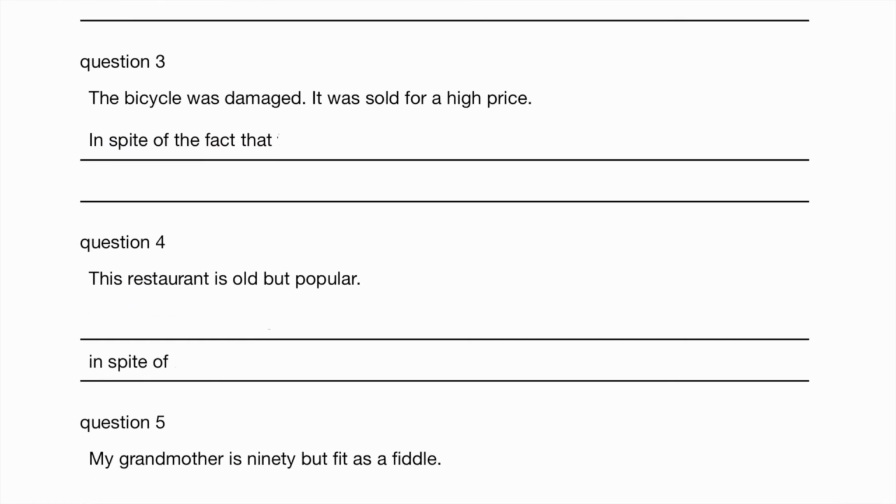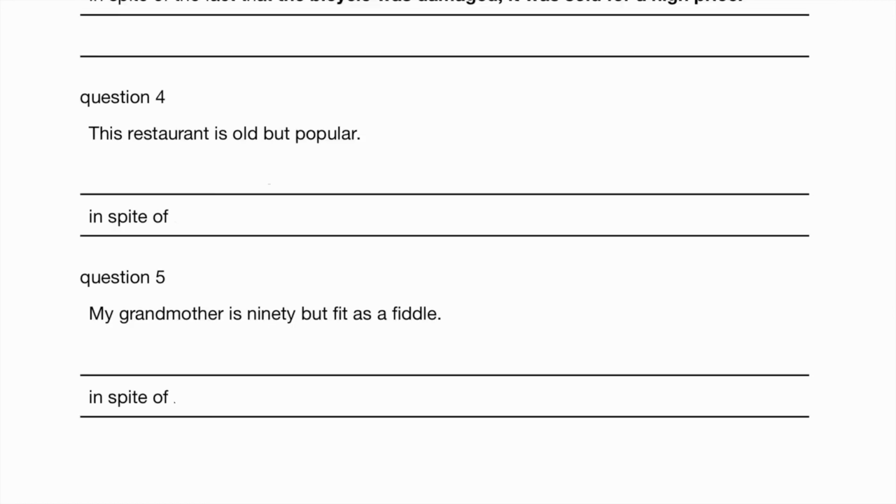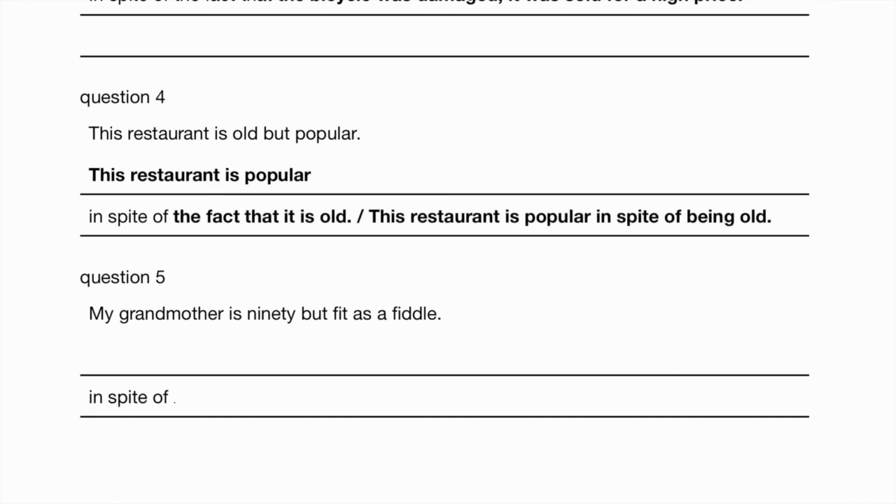The bicycle was damaged. It was sold for a high price. So in spite of the fact that the bicycle was damaged, comma, it was sold for a high price. Maybe it belonged to a famous person, or it's a very rare edition. Now, this restaurant is old but popular. Must be delicious food then. So this restaurant is popular in spite of the fact that it is old, or in spite of being old.